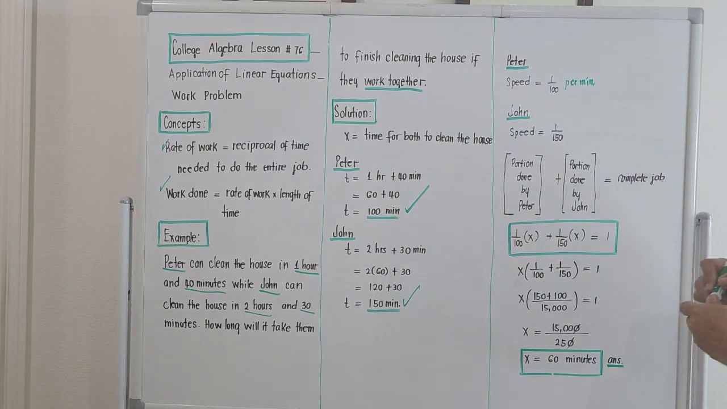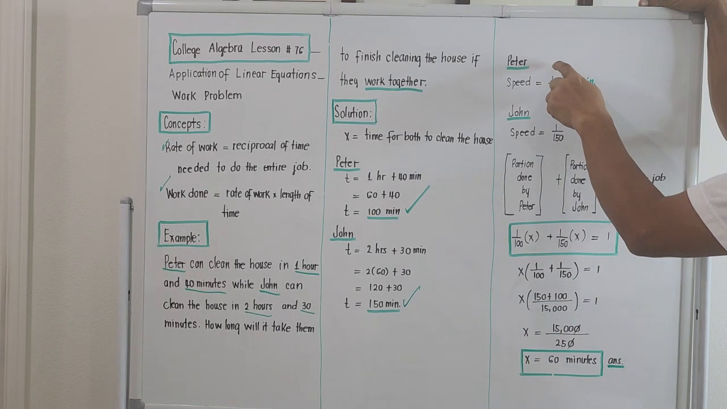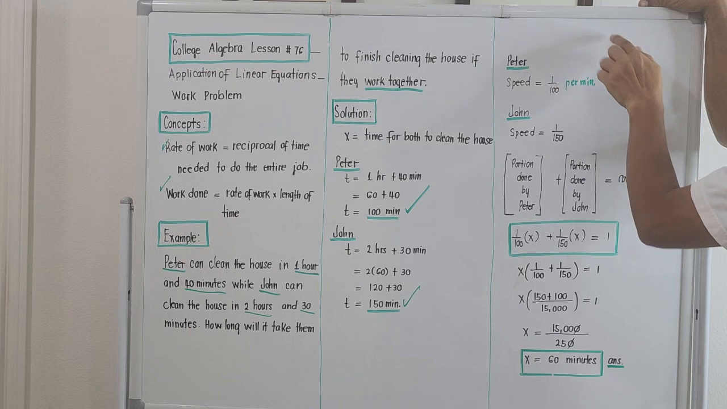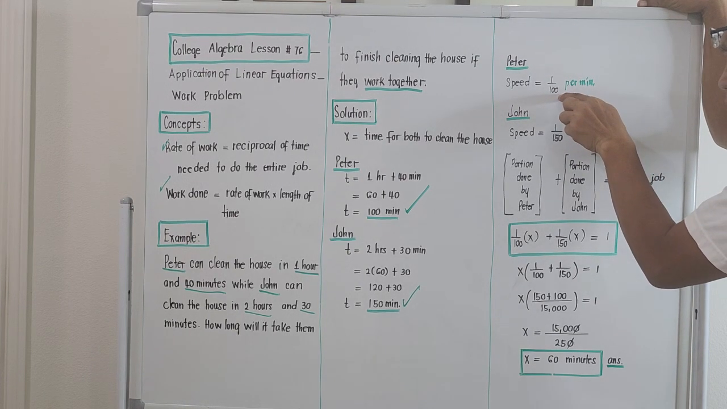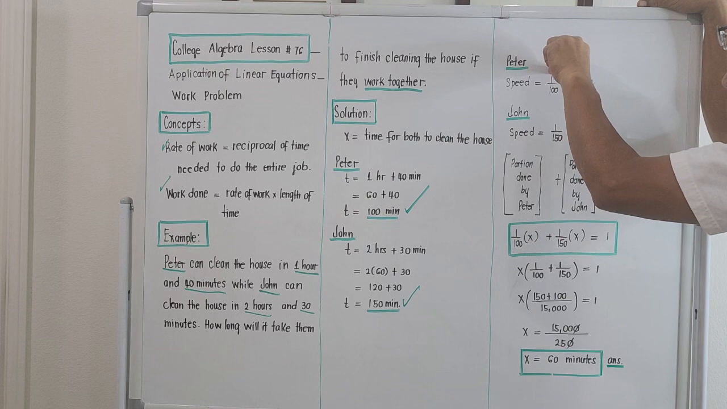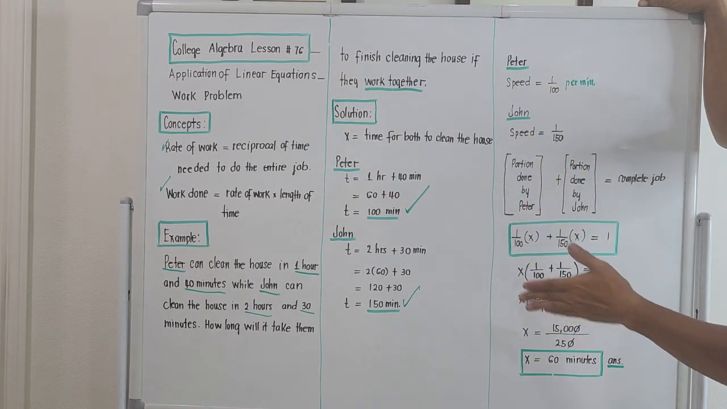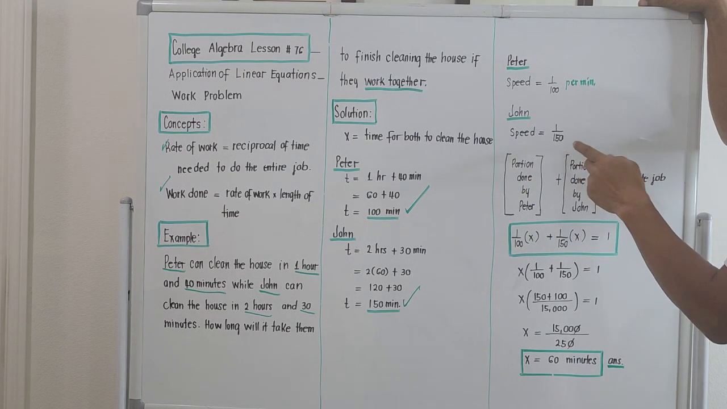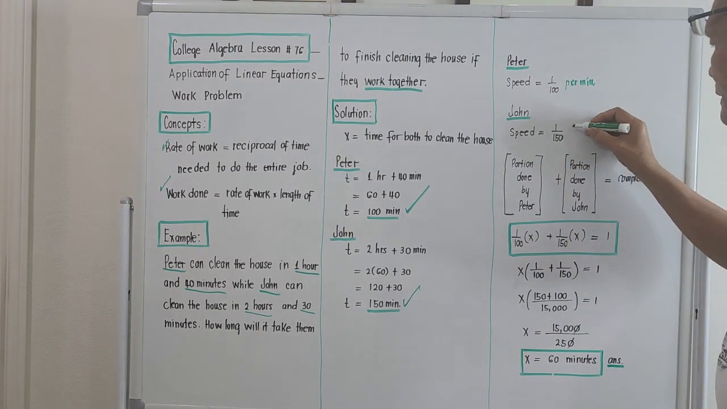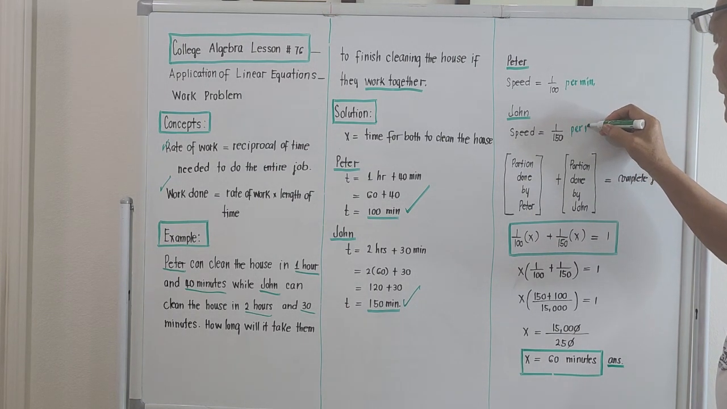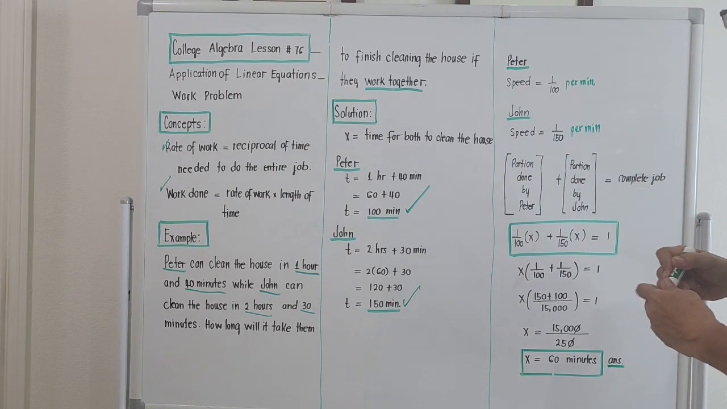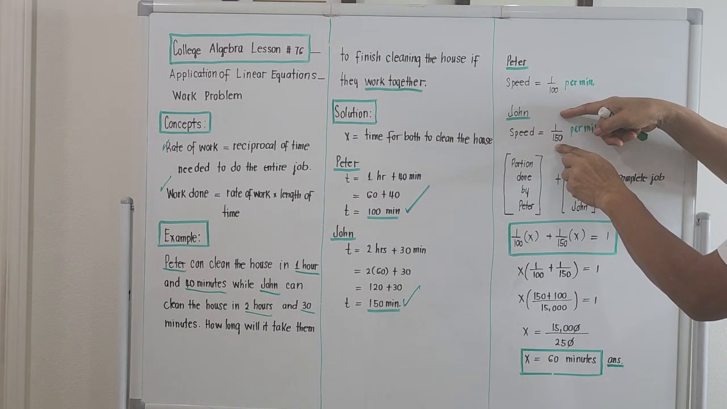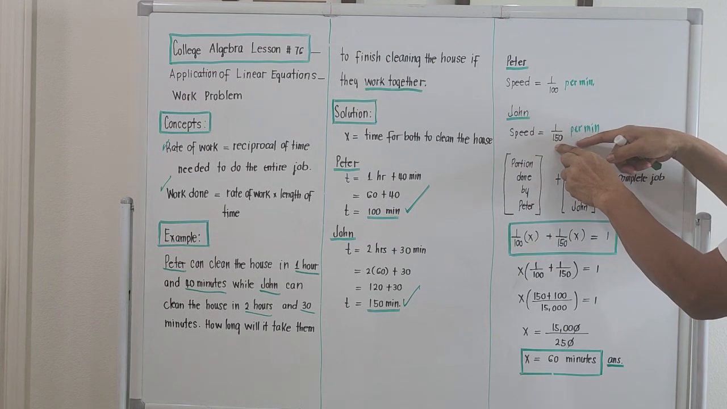Okay, right? The rate is 1 over 100 per minute. Meaning to say, to finish the job, he must do it in 100 minutes for this to be 1. For John, it's the same. We'll just take the reciprocal of his time. It is 1 over 150 per minute. Because for John to finish the job, he must consume 150 minutes. For this to become 1, he must work 150 minutes.